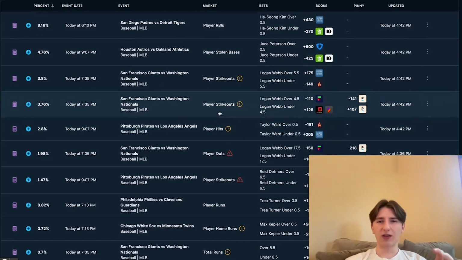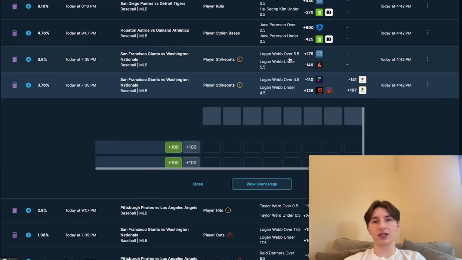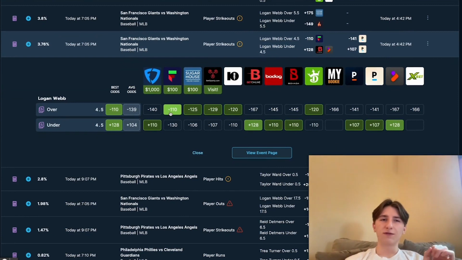You can see his strikeout line is set at 4.5 on Fliff and 4.5 on a lot of the other markets. It's actually at 5.5 on some books, but we'll look at the 4.5 line for right now. You can see Fliff says to go over 4.5 is minus 110. The entire rest of the market is around minus 140. This bet online is right here at minus 160, but around minus 140, minus 150 or so.